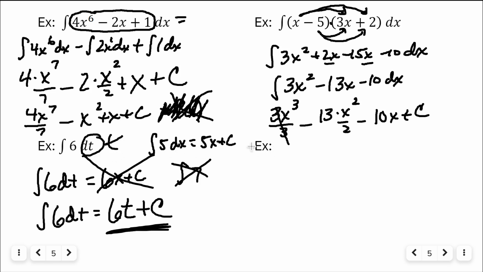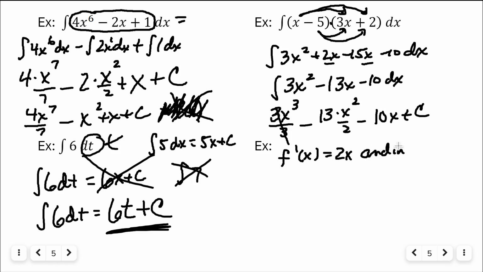Okay, and finally, we have a blank example. So we're going to make one up. I know you folks are really excited. So here's what we're going to do. We're going to deal with this plus c thing here. So let's say f prime of x was equal to, we'll make it simple, 2x.